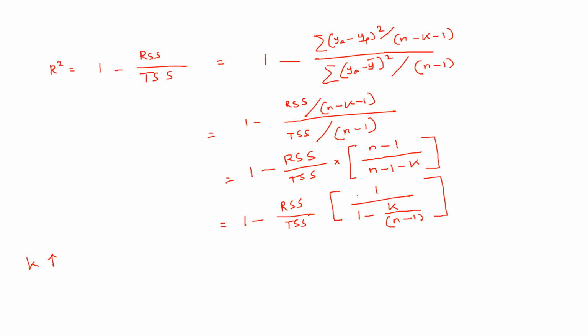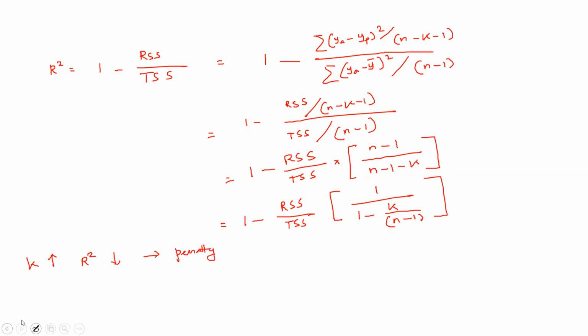So then this coefficient, the whole coefficient, if the denominator comes down, then the whole ratio will go up. And if this ratio goes up, this whole thing goes up, then 1 minus this into this will come down or go up? Go down. So as k increases, R square goes down. I am penalizing. This is a penalty.